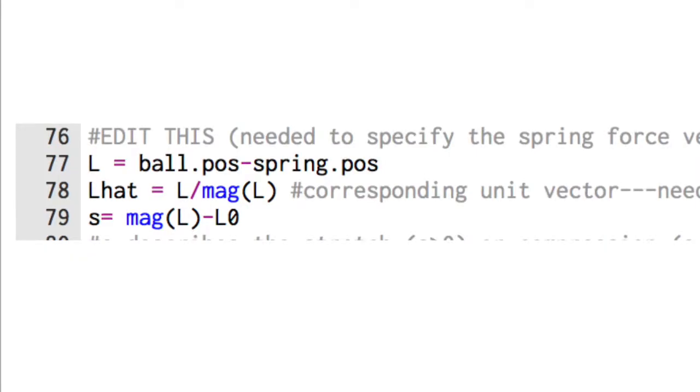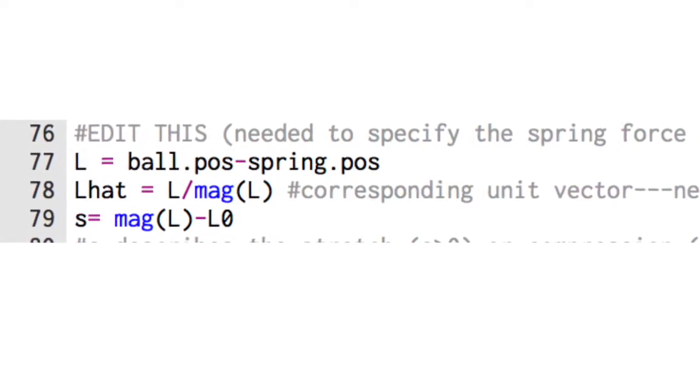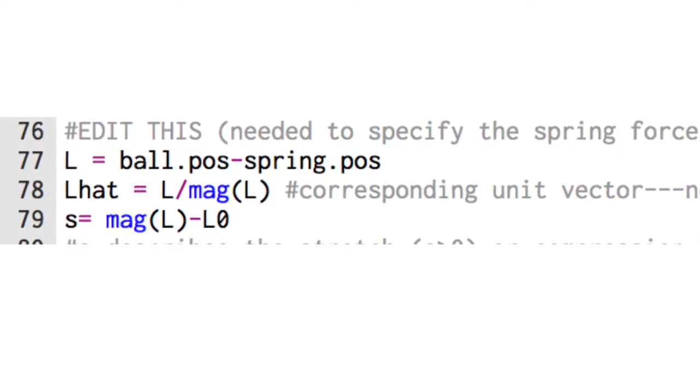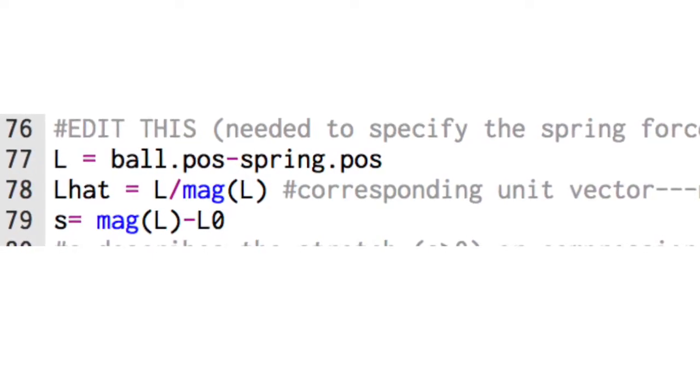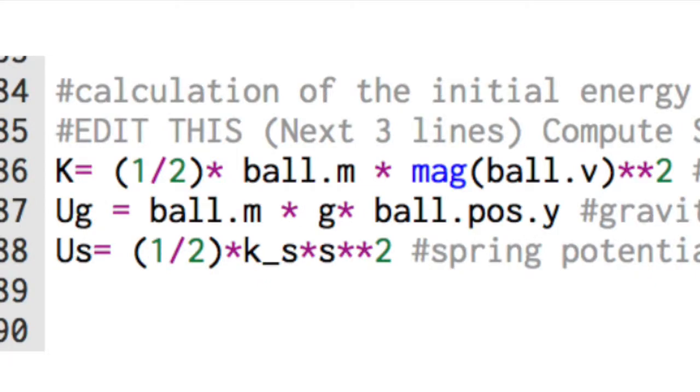This is the code that calculates the length of the spring at each time interval, where L hat is the spring's direction, and S is the stretch or compression of the spring, and is used when calculating the spring's force and spring energy. The energies that are present in the system are the kinetic energy, gravitational potential, and spring potential energy, and we must calculate their initial energy changes, which is calculated using these equations.